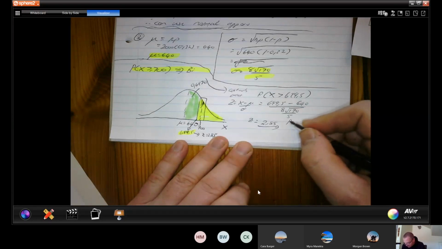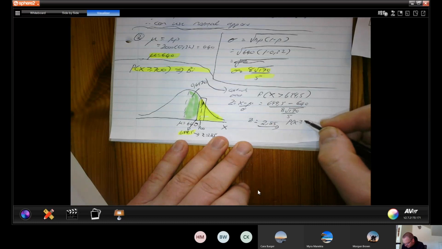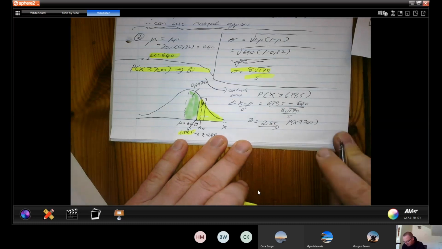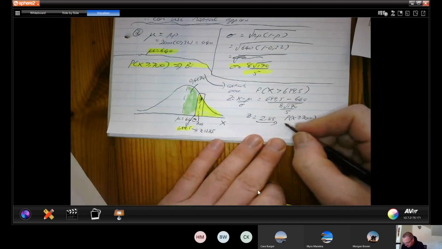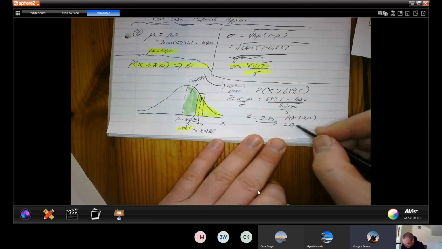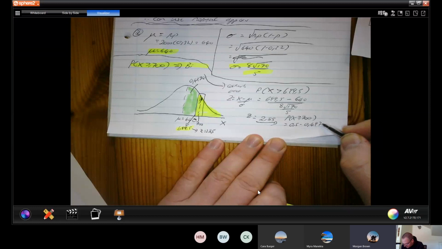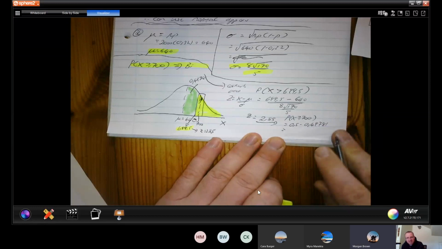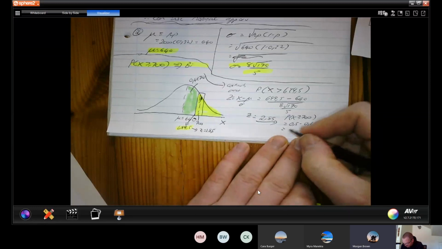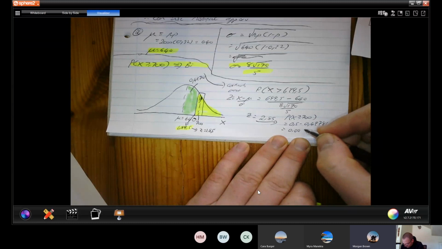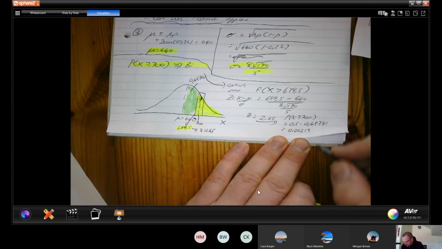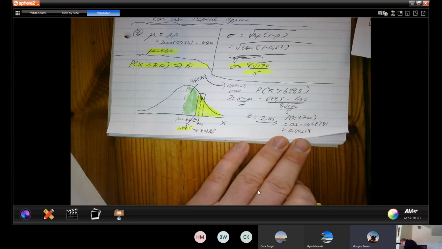In other words, our final answer. The probability that at least 700 students want to do stats is going to be what? 0.5 minus 0.49781, which is 0.00219. So approximately 0.002. Yes, you're right.